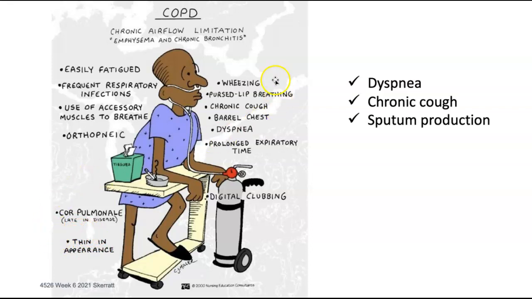There may be wheezing. Individuals often use pursed lip breathing to help them with the expiration. A chronic cough, barrel chest, shortness of breath, prolonged expiratory time, that's when they're using that pursed lip breathing, and digital clubbing. Some of these I'm going to discuss as we move forward. But the cardinal signs of COPD are dyspnea, chronic cough, and sputum production.